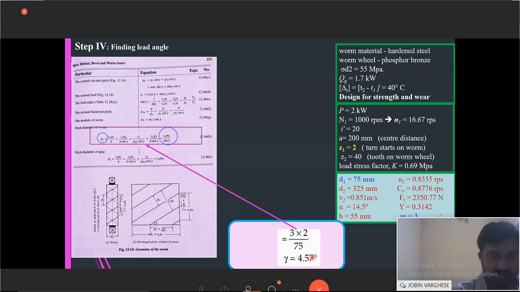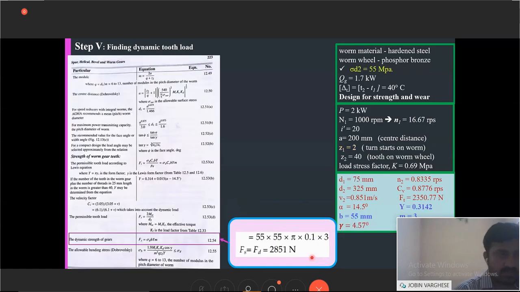And gamma is 4.57 degrees. The next one is the dynamic tooth load, which is represented here as Fs equal to sigma d b y m, and all the parameters are already given here. Sigma d is given, and we have calculated B, and Y, and calculated M. Everything is calculated, so finally we can calculate the dynamic load.